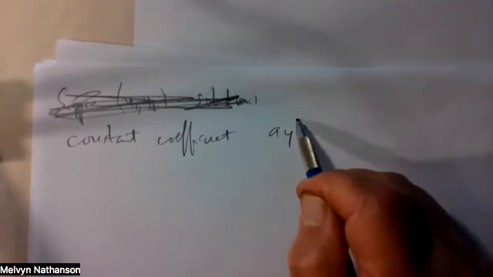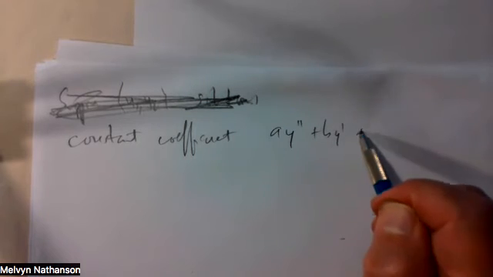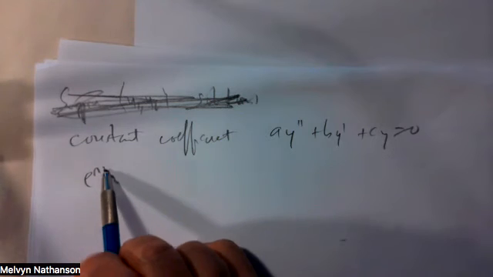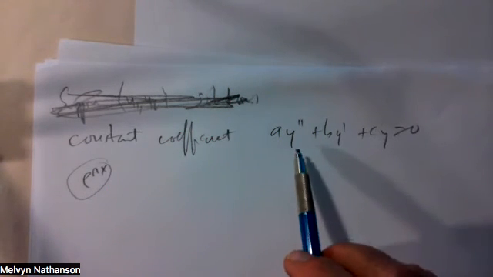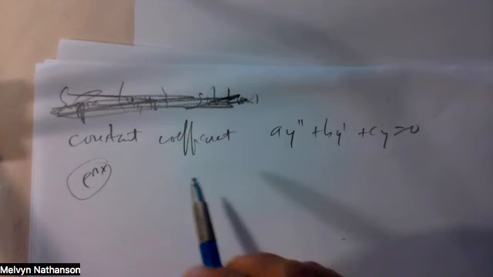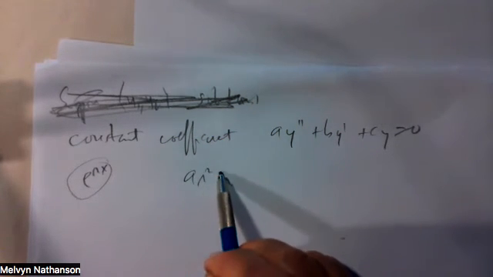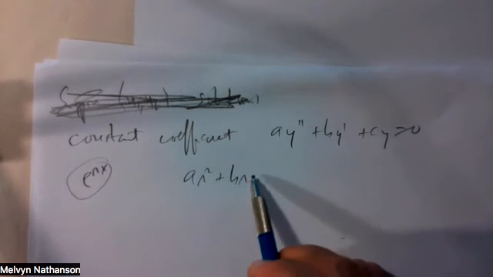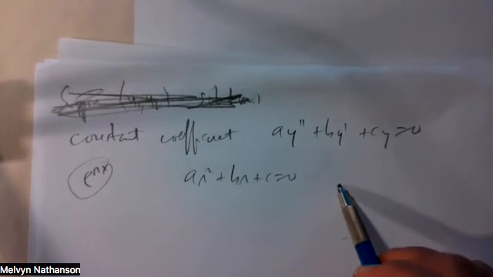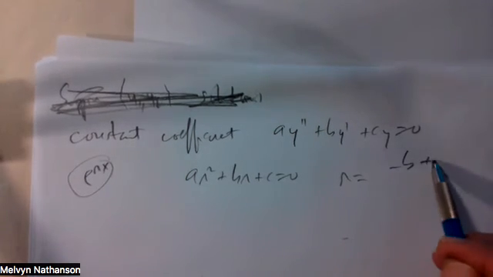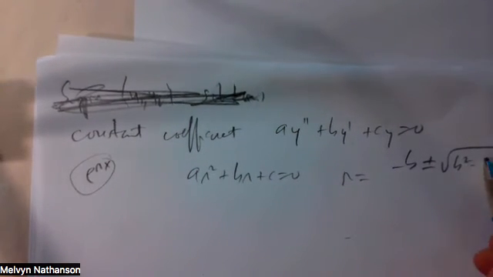So the equation is ay double prime plus by prime plus cy equals 0. And we look for solutions of the form e to the rx. And e to the rx will be a solution if and only if r solves the quadratic equation ar squared plus br plus c equals 0. So r is minus b plus or minus square root b squared minus 4ac over 2a.